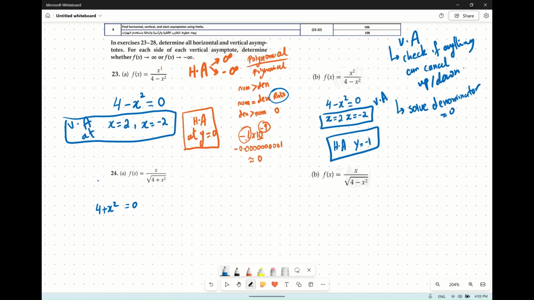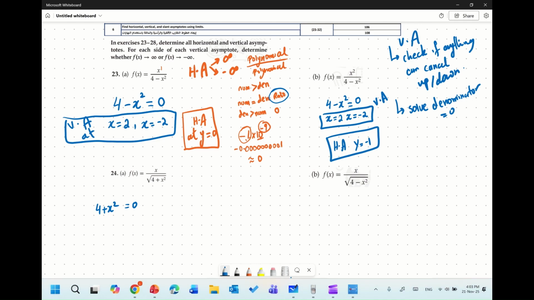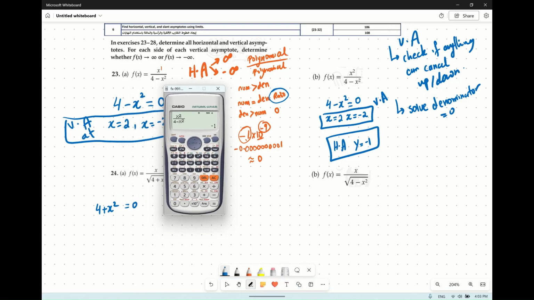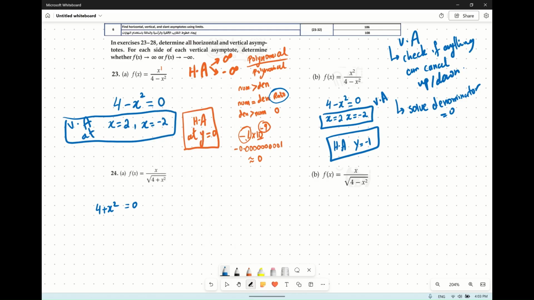This is like I squared both sides of the function. Now, whenever I try to solve this one, look what will happen. If I put this on my calculator, mode 5, 3. A is 1, B is 0, C is 4. The calculator will give me answers that are imaginary. So what does this mean? This means that this is never going to be equal to 0. So if the denominator is never going to be equal to 0, this means that there is no vertical asymptotes.